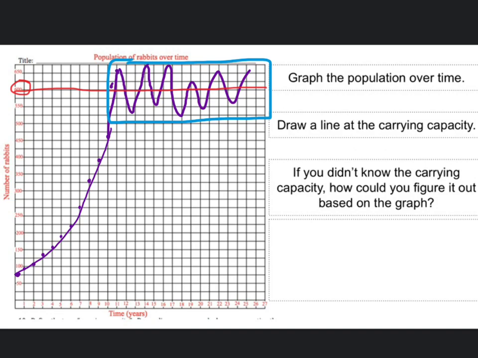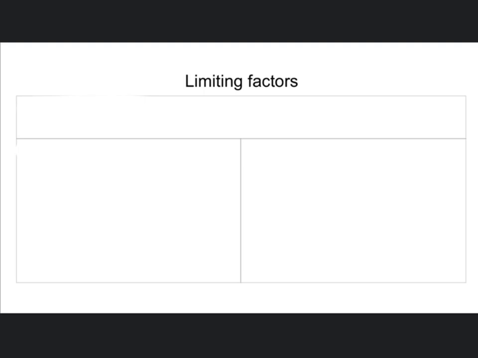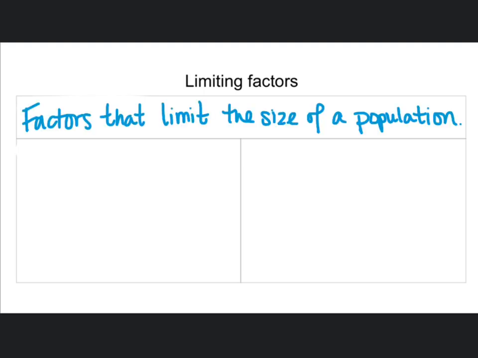So what is it that causes the population to fall every time it gets up above carrying capacity? Well, it's this last idea that we introduced with the logistic growth model, limiting factors. And we said that limiting factors were factors that limit the size of a population. So let's think about this. If we have all these rabbits crowded into an isolated field and they can't get out, what's going to start killing them? Well, a lot of people said they're going to run out of food. Yeah, absolutely. They're going to eat themselves out of house and home.